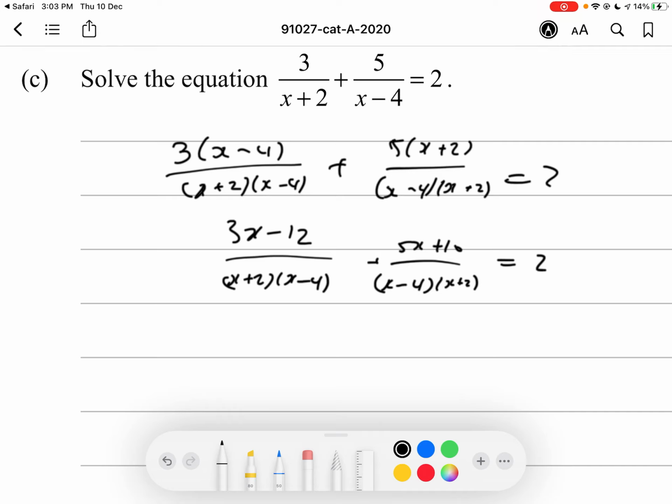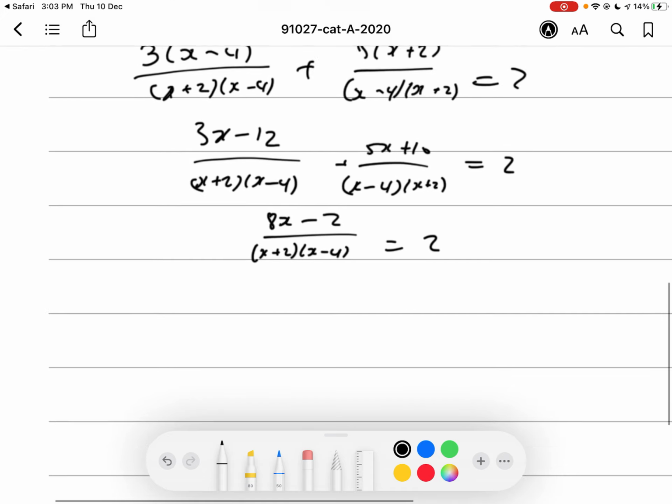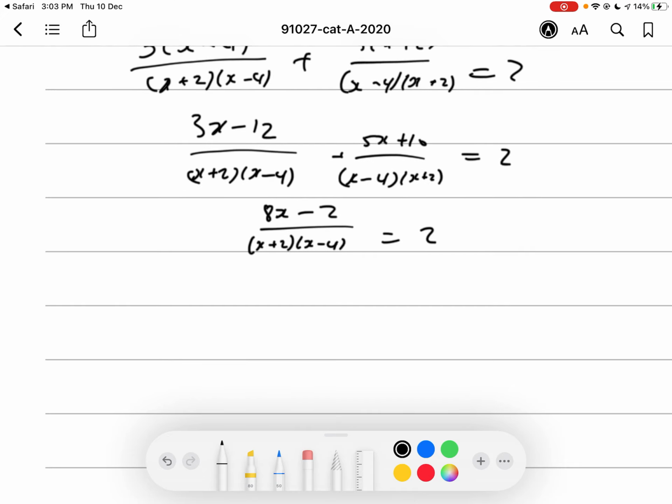Now we can just add the numerators together. So 3x plus 5x is 8x, negative 12 plus 10 is negative 2, over (x plus 2) times (x minus 4) equals 2. Now we're going to multiply by (x plus 2) and (x minus 4) on both sides. So 8x minus 2 equals 2 times (x plus 2) times (x minus 4).